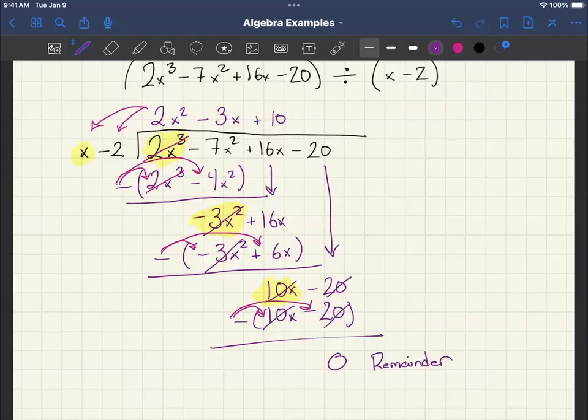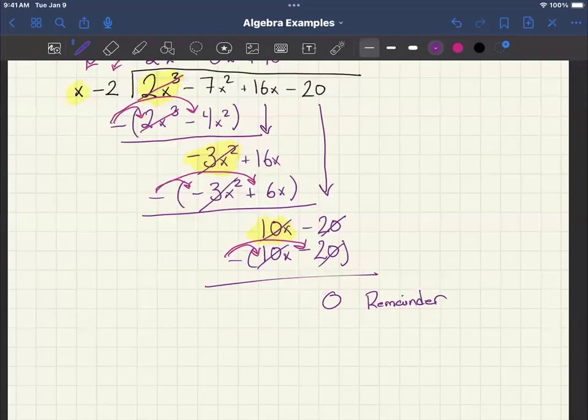Now, sometimes you have a non-zero remainder when working with polynomial division. That's okay. That does happen on occasion. In this case, we got a remainder of 0.